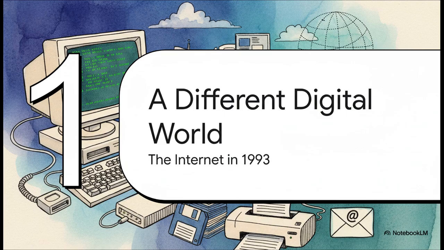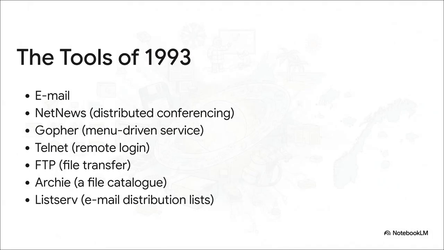Okay, so let's really dive into what this world looked like. Because before the web as we know it, the internet was this text-based landscape of separate and honestly pretty clunky tools. These were your tools of the trade. If you wanted to send a message, you'd use email. For group discussions, you'd have to navigate something called NetNews. To find a file, you'd use a program called Archie, and then to actually get it, you'd use FTP. Each one had its own separate, kind of obscure interface. There was no unified web you could just click around in.